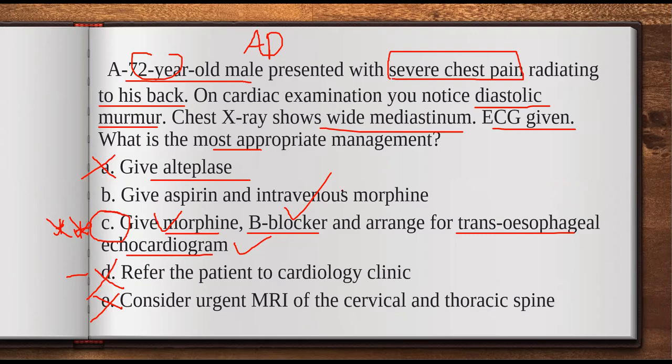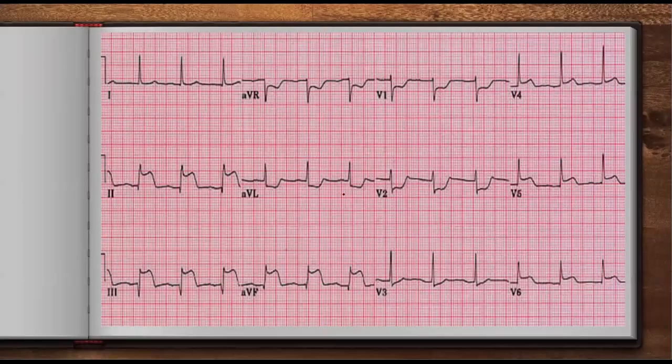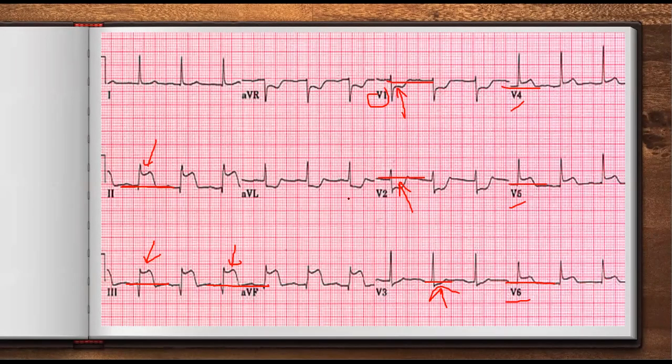Clear, guys? This is very important for your exam. You have to be very careful when you choose options. So this is the widening of the mediastinum. You can see how much it is widened, and you can see the prominent aortic knuckle.